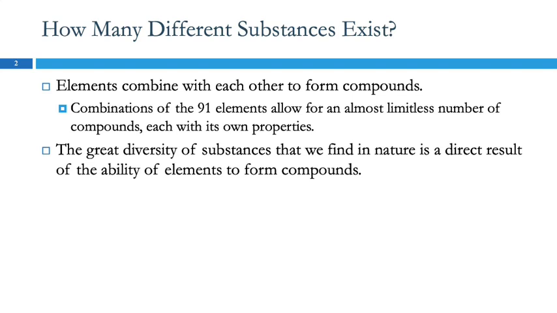How many different substances exist? This is probably an unanswerable question. We know that elements combine with each other to form compounds. We've got 91 different naturally occurring elements, and those can make a lot of combinations. Not all those combinations are possible. But even looking at just the combinations of two elements, you get a lot. But then you throw in that a compound could have 17 different elements in it. It's possible. You get an almost limitless number.